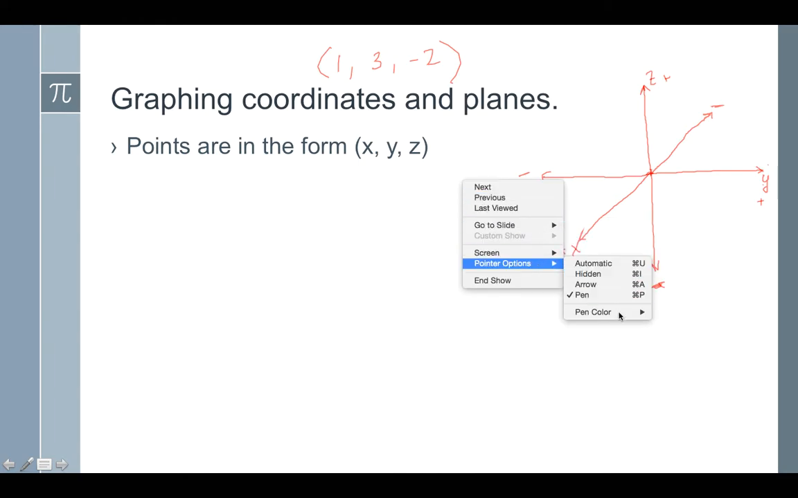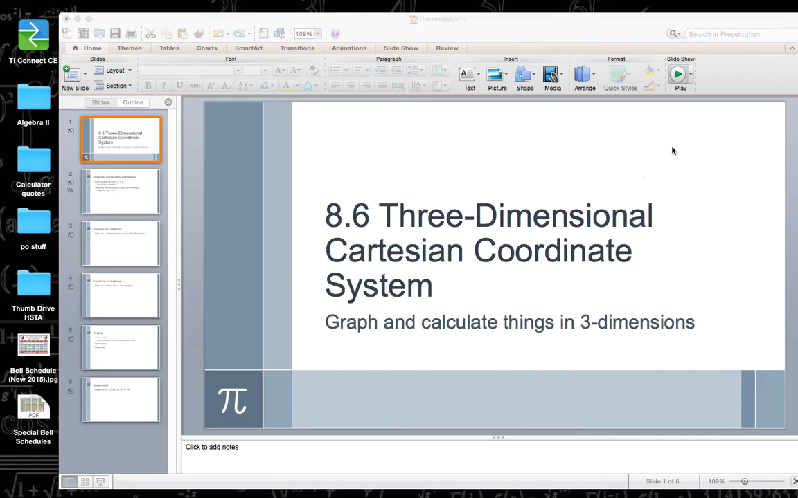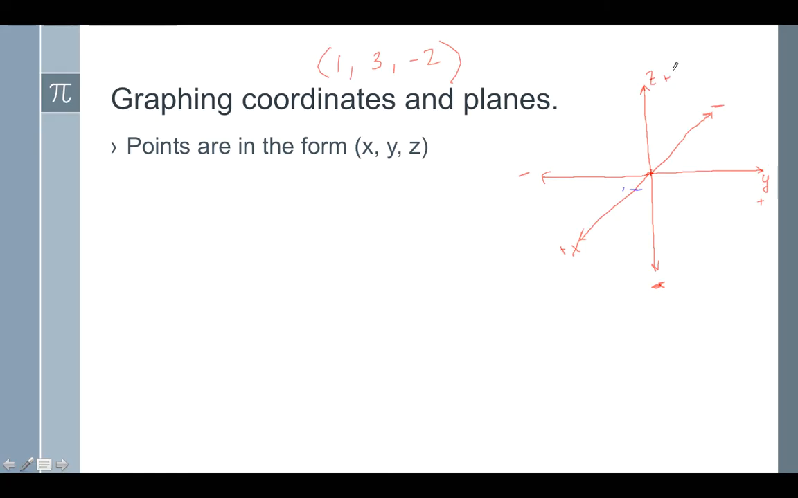Let's change my pen here to, let's just go blue. I need to go 1 unit in the x direction, the positive x direction. So let's say this is about 1. I need to go 3 units in the y direction. So there would be like a 1, 2, and a 3, and then down 2. So I go x direction 1, 3 units in the y, and then down 2 units.